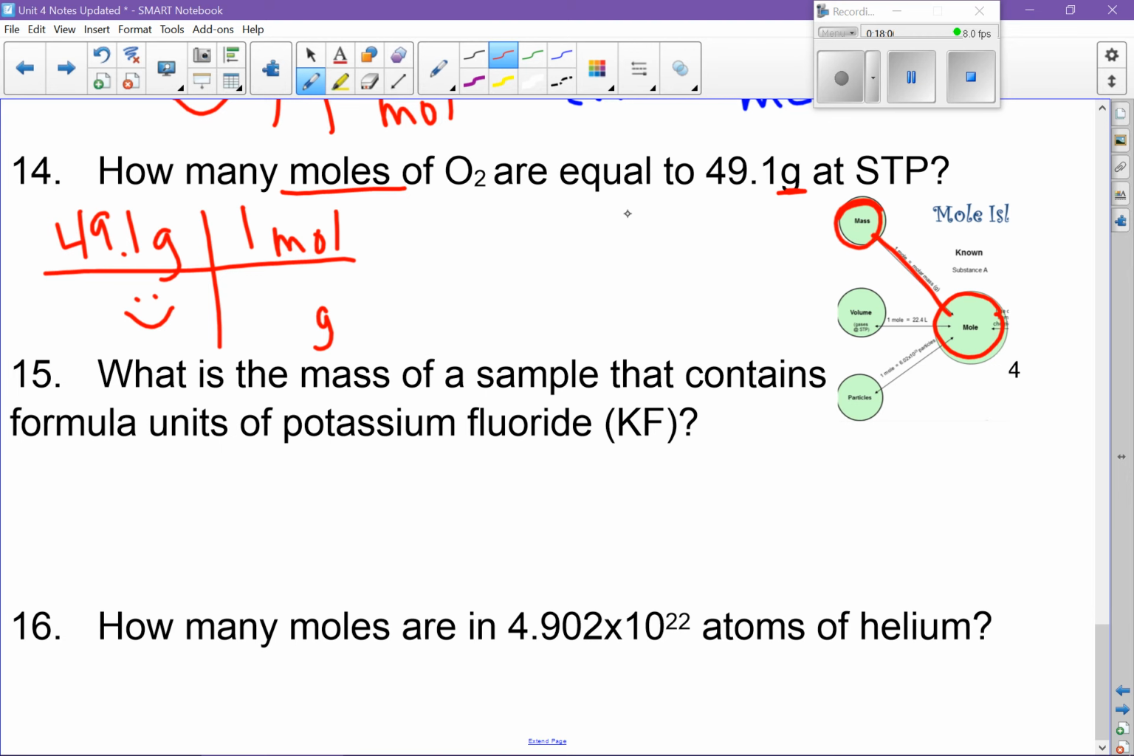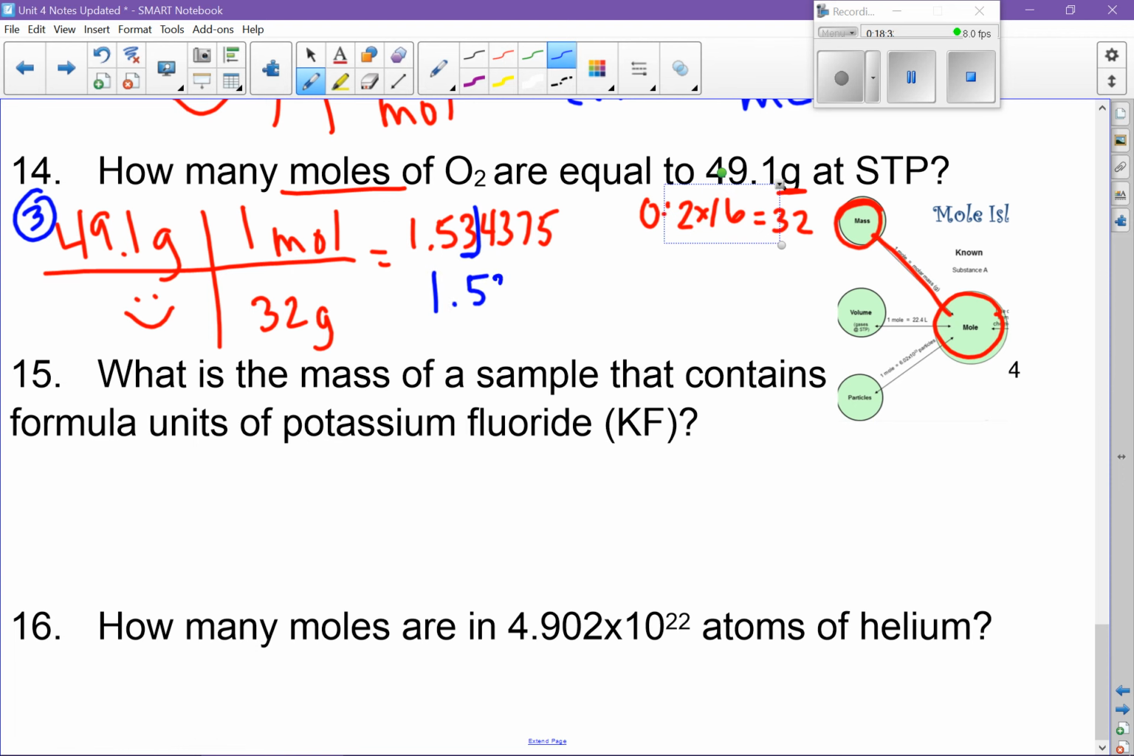Now we have O2, which means we take the mass of oxygen and we double it. So 2 times 16. The mass of that is 32. When you plug that into your calculator, it says 1.534375. That's enough for you to round. We started with 3 sig figs. 1, 2, 3 sig figs is here. The 4 afterwards means it's going to stay. So it's 1.53. We were looking for moles. That's the unit that goes on your answer.